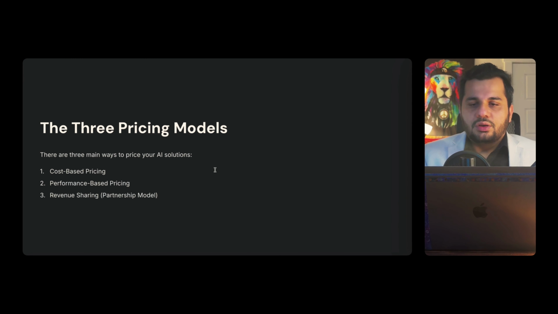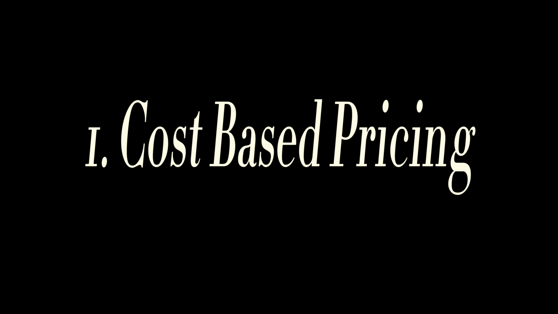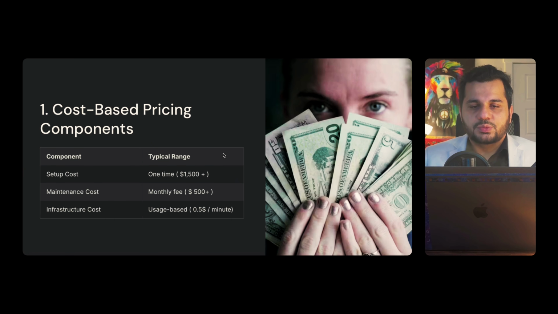There are three main ways to price your AI solution, which we follow in our agency, The Talent Warehouse AI. The first one is cost-based pricing. The second one is performance-based pricing. And the third one is revenue sharing or partnership model. So let's go over each. Let's start with cost-based pricing.